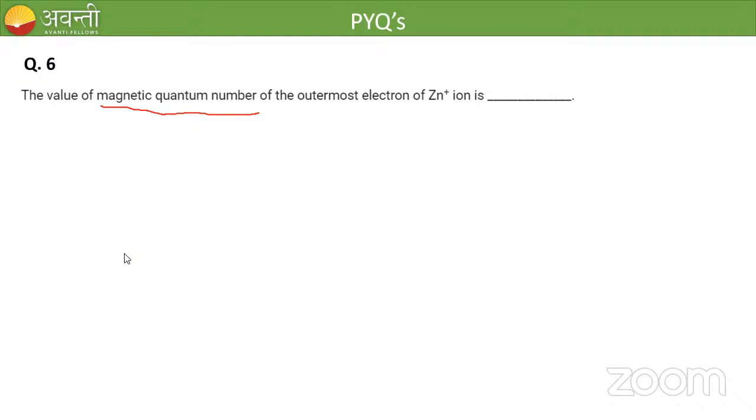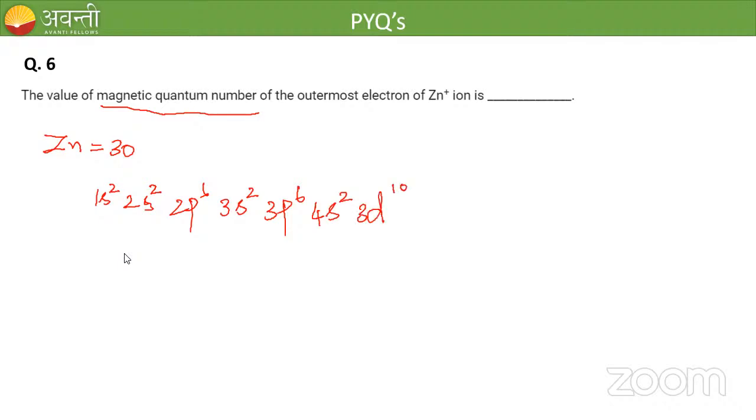What is the atomic number for zinc? Can anyone give me the atomic number for zinc? Very good. It is 30. What is the electronic configuration? 1s2, 2s2, 2p6, 3s2, 3p6, 4s2, 3d10. Actually, this is the observed configuration, you can interchange this. So 3d10 and then you can write 4s2.